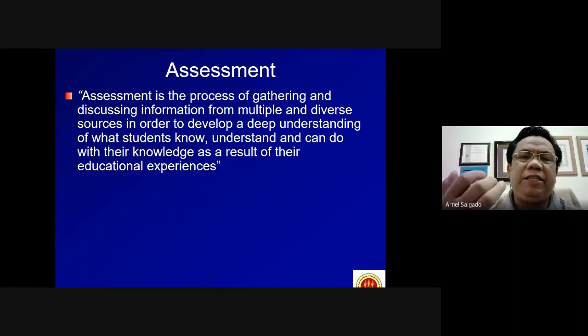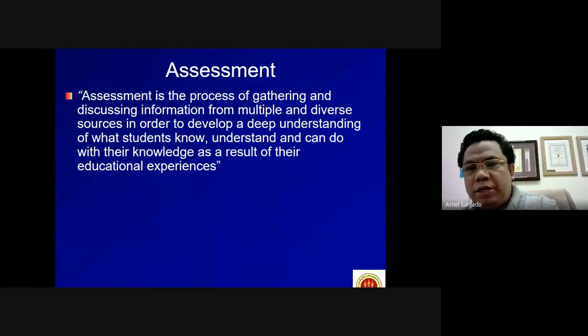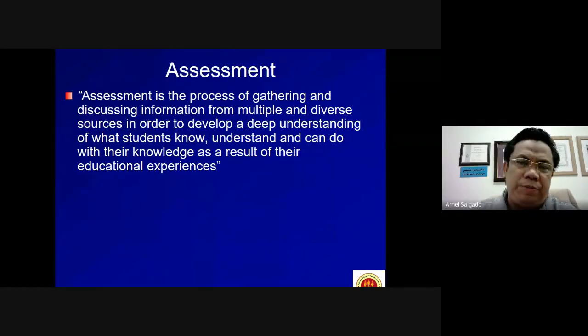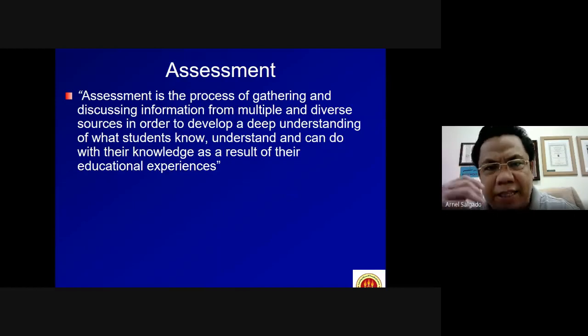So what is assessment? This is actually a dynamic process of gathering and discussing information from multiple and diverse sources in order to develop a deep understanding of what students know. So we have to look into how much the students would know during the delivery and at the end of the delivery of your syllabus or module or your courses or your degree. In order to develop a deep understanding of what the students know, understand, and can do with the knowledge that they learn, the skills that they learn as a result of their educational experience.